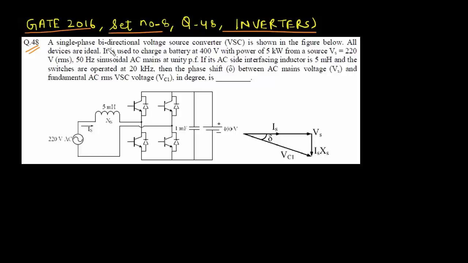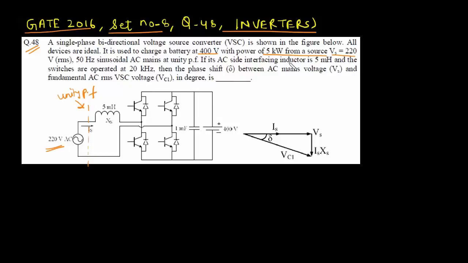So we have a single phase bidirectional voltage source converter shown in the figure below. All the devices are ideal. It is used to charge a battery at 400 volt with power of 5 kilowatt from a source Vs 220 volt RMS 50 Hz sinusoidal AC mains at unity power factor. So we have a voltage source 220 volt RMS and the power factor here is unity.